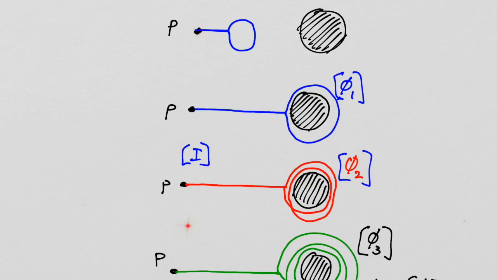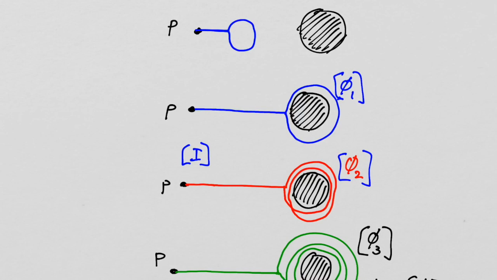These point P's are all the same. I've got several different pictures to illustrate different paths that leave point P and circle this annular region in the plane. I need this little annulus here, otherwise all paths are homotopic to one another.